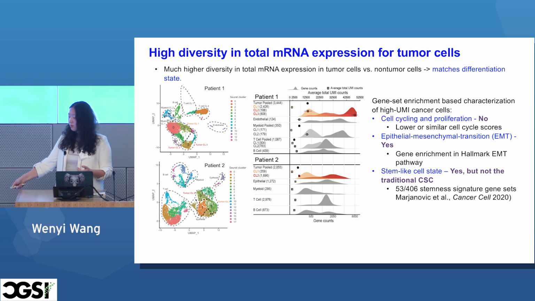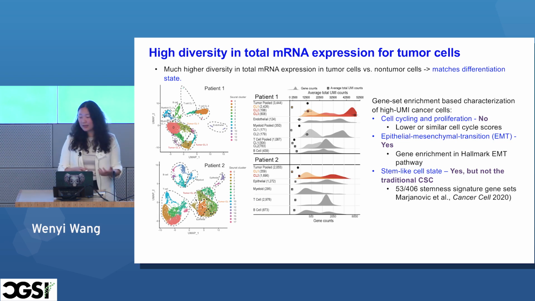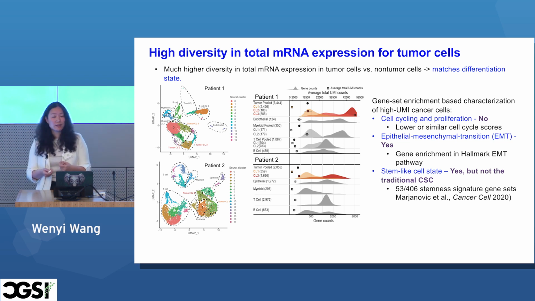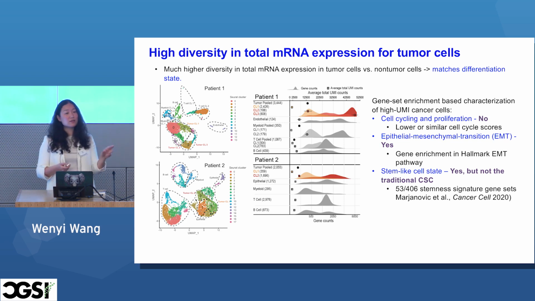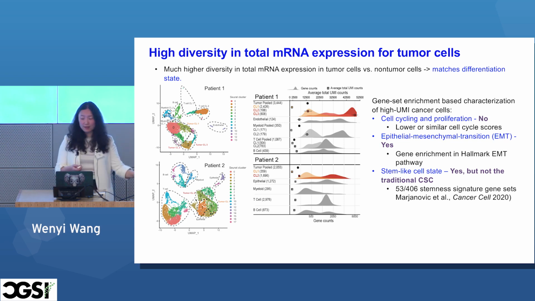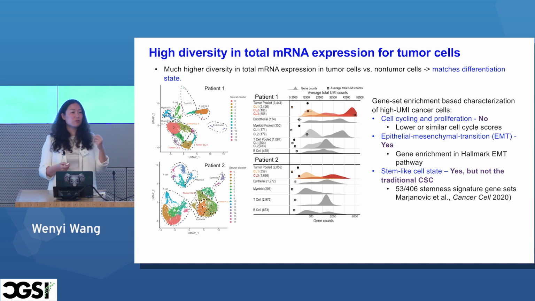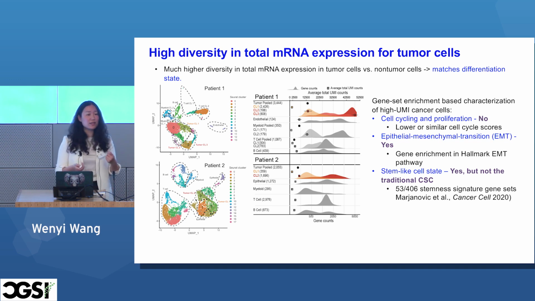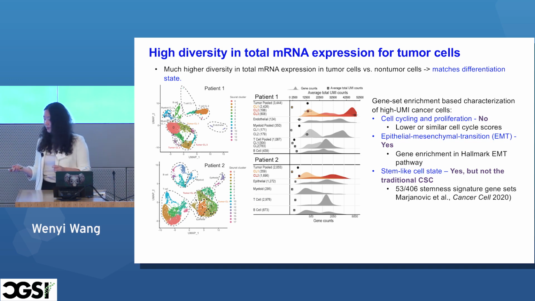And further looking into the biological activity within the high UMI cancer cells, we found that it's not cell cycling or proliferating faster than other cells, but it is enriched for genes participating in epithelial mesenchymal transition, which is the best known feature for cancer cell plasticity in the literature, and it is indeed enriched for stemness gene signature gene sets, therefore suggesting a stem-like cell state.